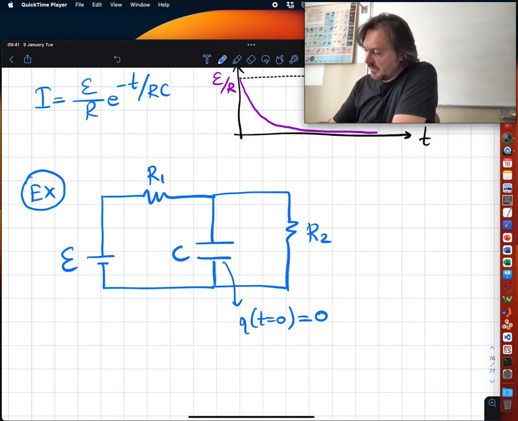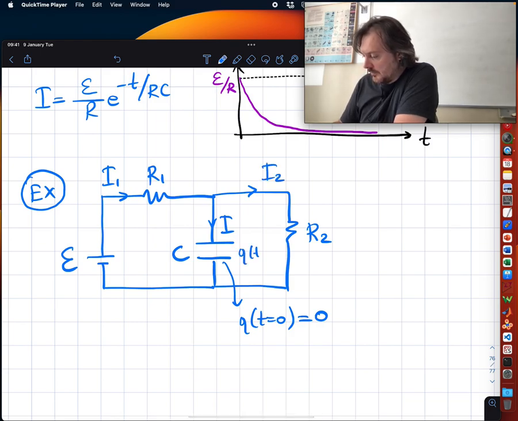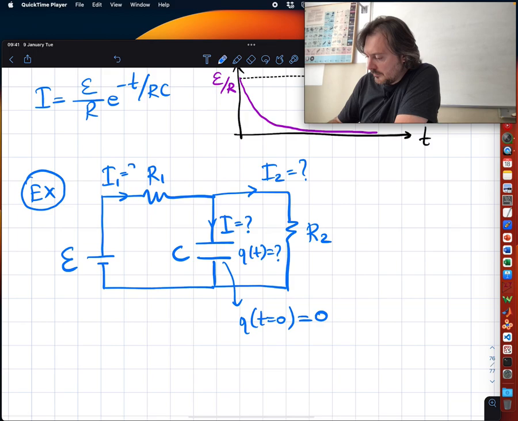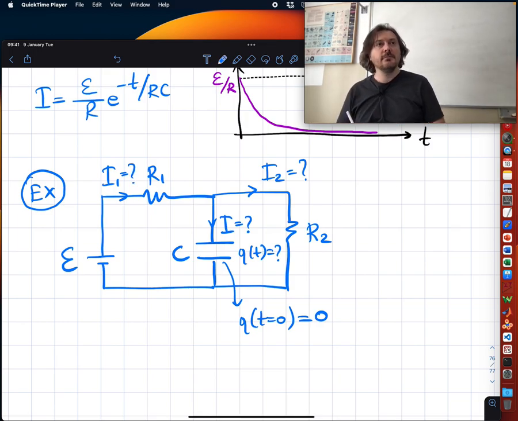So my question is, what is I1? What is I? What is I2? What is Q of t? Do you understand the question? We want to find all this. Okay? So here we will have a combination of Kirchhoff's law with what we have seen for charging and discharging, etc.